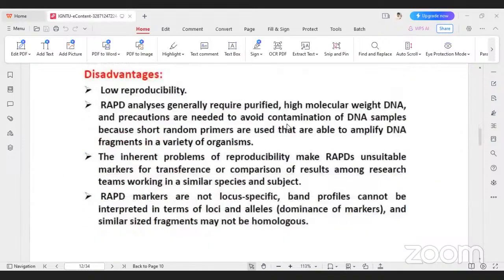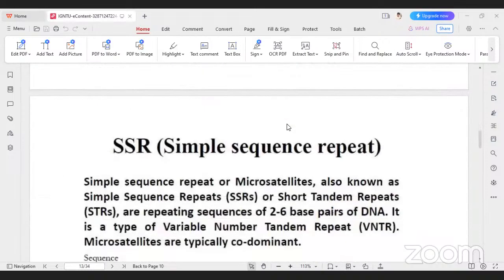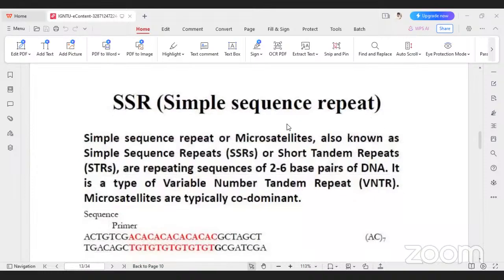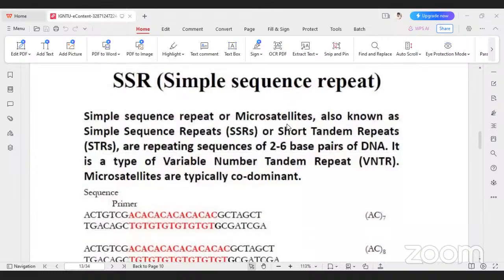They are completed. SSR. Another polymerase chain reaction based marker, SSR, simple sequence repeat, or microsatellite. Another name is microsatellites.